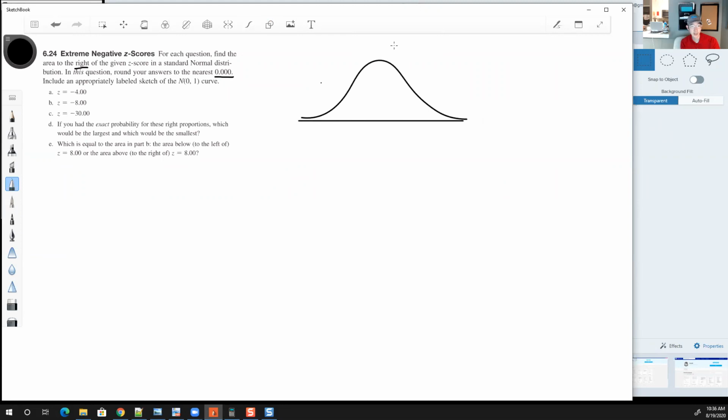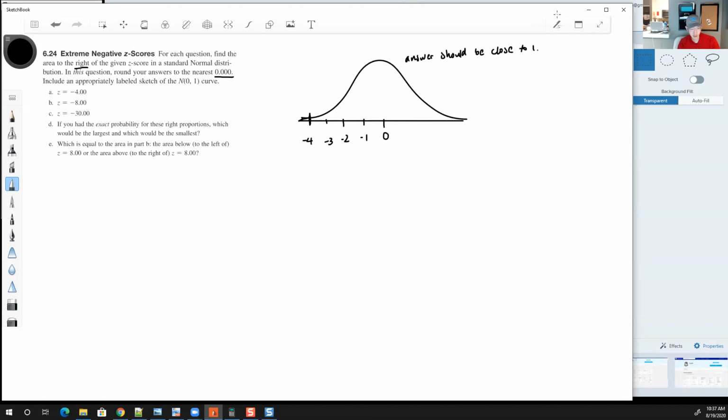Okay, so the idea here is if we go 0, and we got -1, and -2, and -3, you know, we're getting most of it, okay? And now we go down to -4, and we want everything to the right. So we're going to go right there. And so before we even look at a table, we know the answer should be close to 1. Is that okay?